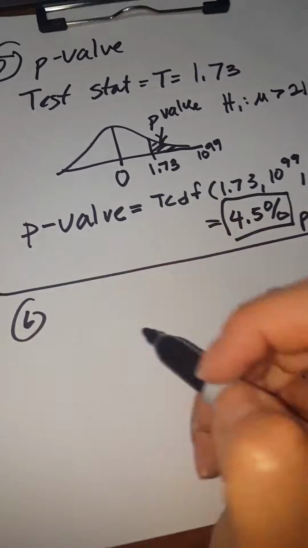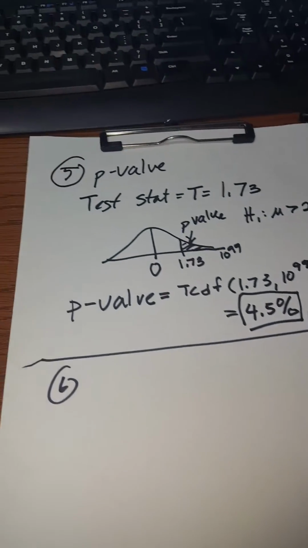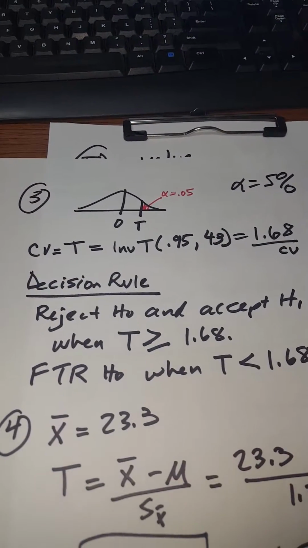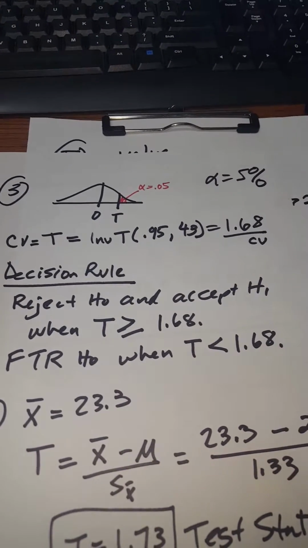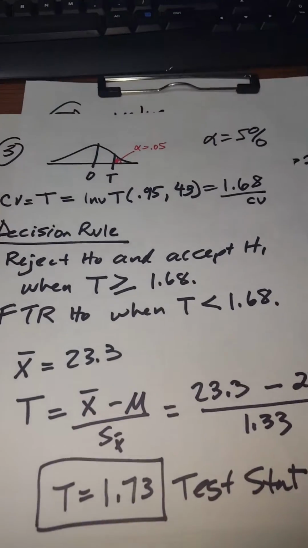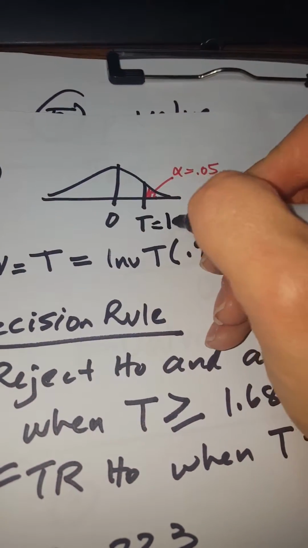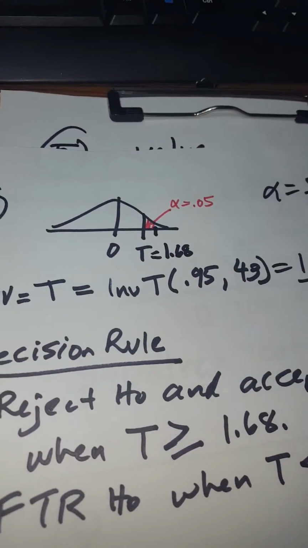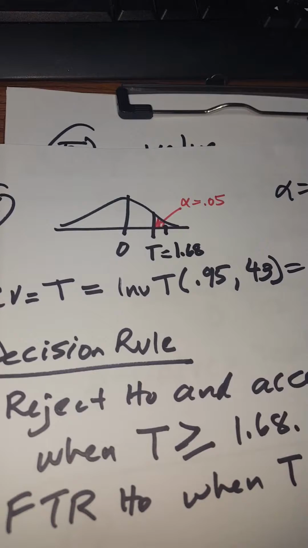All right, our conclusion. Remember that our alpha was 5%, so our p-value of 4.5% is smaller than our alpha of 5%. And we also can see that our test statistic of 1.73 does fall in that rejection region. This t-score was our critical value of 1.68, and that little mark that I've made is where our 1.73, our test statistic, which we got from our data, fell.